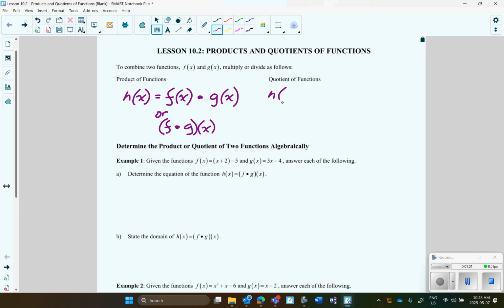For division, remember quotient is the answer in the division. We take f of x, some function, divide some other function. So it'll look like that. Or you may see this notation, where it looks like that. So if you see this one, it's multiplication. If you see this one, it's division. Okay?